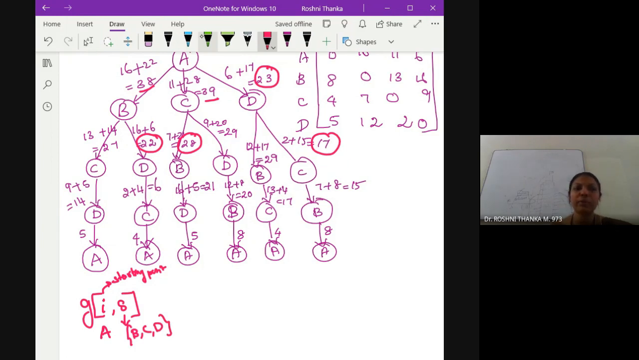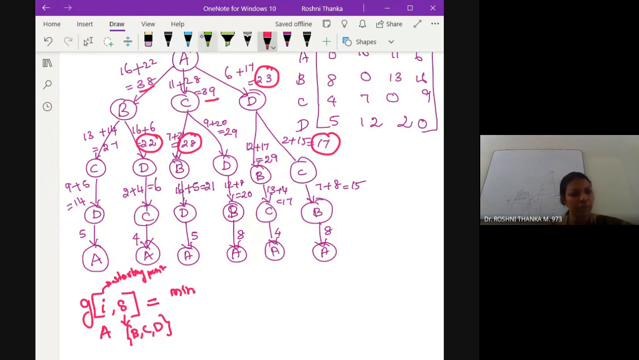Which means we have to start from the location as the starting point. Then we have to visit all the cities once and come back to the starting point. So what will be the cost? That is what we want to find. So how will you find this? We have to find the minimum cost, right?